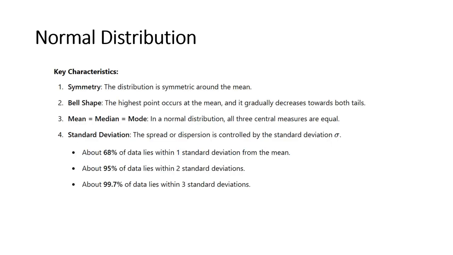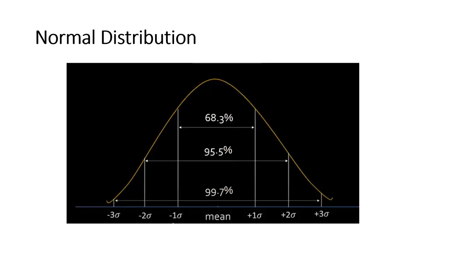The key characteristics of the normal distribution are that it is symmetric around the mean. It's basically the bell shape: when you draw a curve on top of the histogram, it looks like a bell. About 68% of the data lies within the first standard deviation from the mean, about 95% of the data lies within the second deviation, and 99.7% lies within the third deviation. This diagram shows all of this.